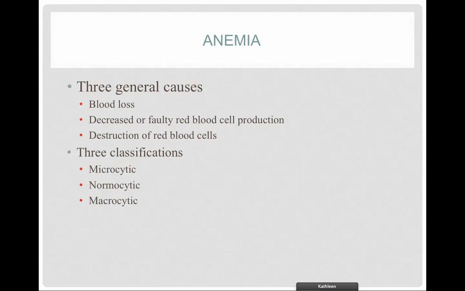There are 3 classifications of anemia. Microcytic, where the red blood cells are small and the mean corpuscular volume is less than 80. Normocytic, where the mean corpuscular volume is 80 to 99. And macrocytic are large red blood cells with the MCV greater than 99. G6PD deficiency is a hereditary abnormality in the activity of the red blood cell, the erythrocyte.